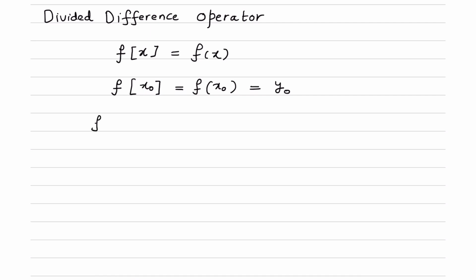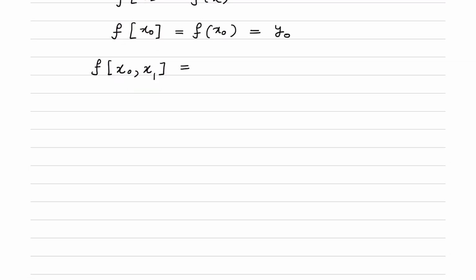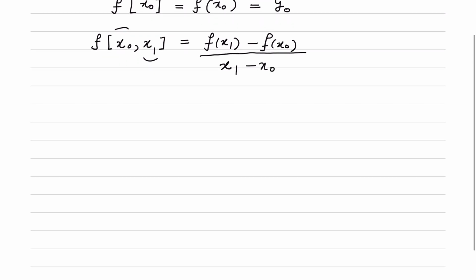But let's say if inside the square bracket we have two coordinates, x0, x1, then this operator says f on the last x, f(x1), minus f on the first x, f(x0), over the difference between the last x and the first x. This is how this operator is defined.